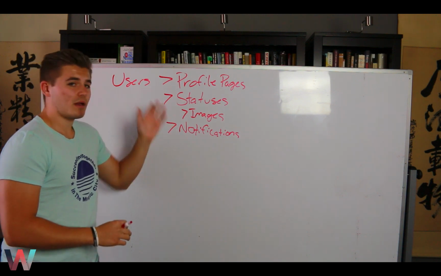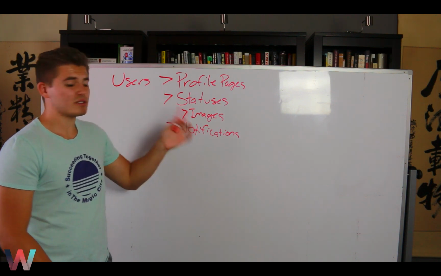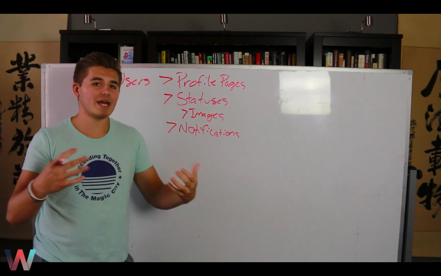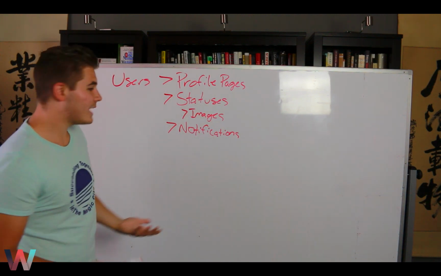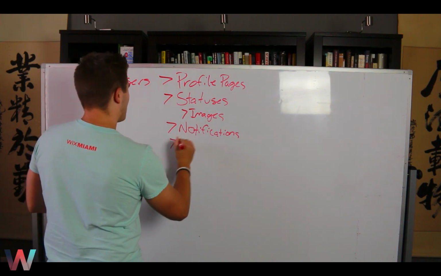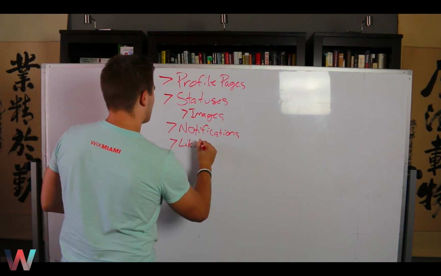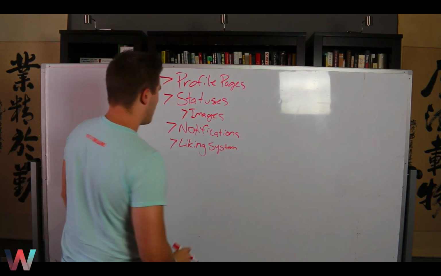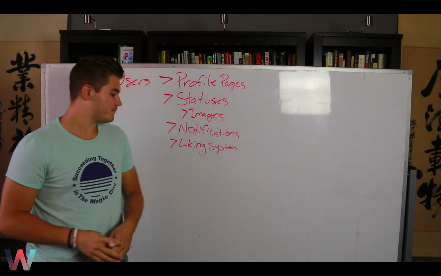So we have these different statuses. We have our notifications, profile pages, and the next thing we need is also what I just said, a liking system. So we need to build a liking system into this site. Okay, so we have our liking system.